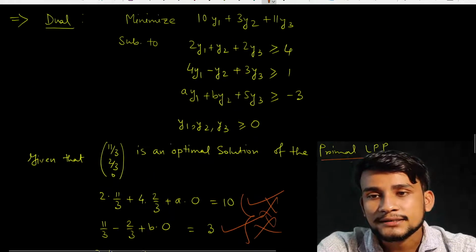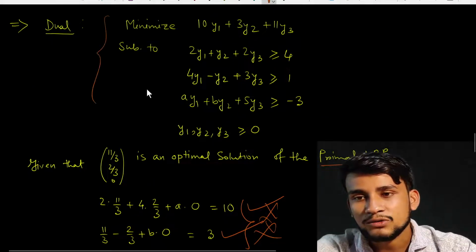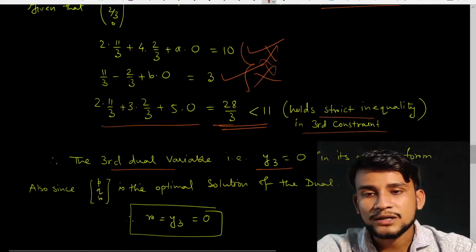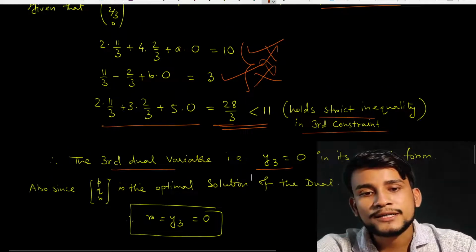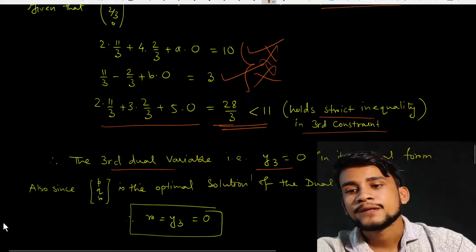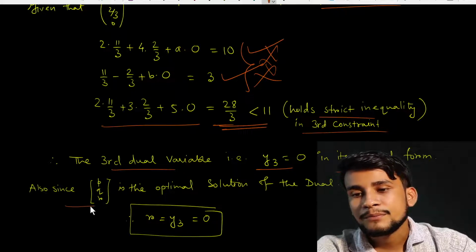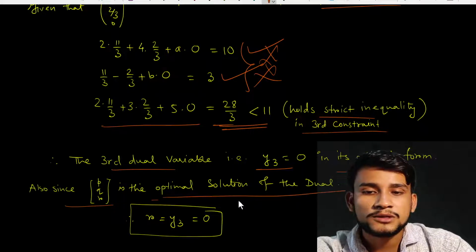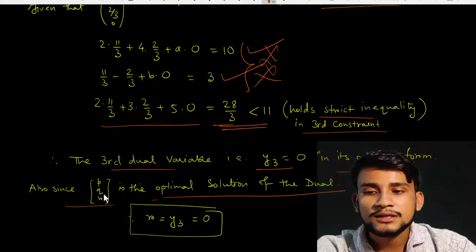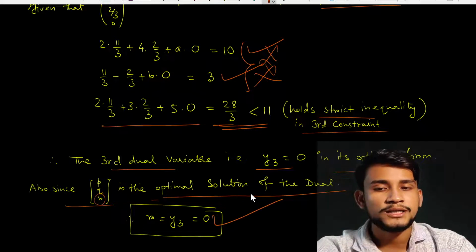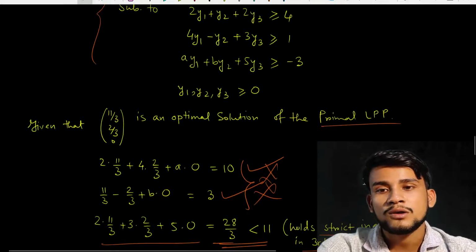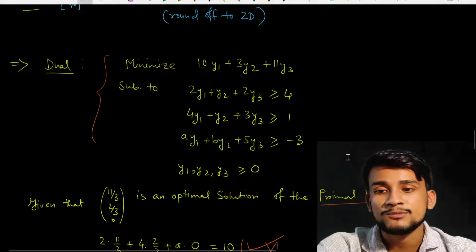I write here the dual variables. Let us come to that point. So y3 is 0 in its optimal form. It is given that (p, q, r) is an optimal solution of the dual, therefore r, the third variable, is clearly equal to 0. So we get r equal to 0, and we have to find the sum p plus q plus r.